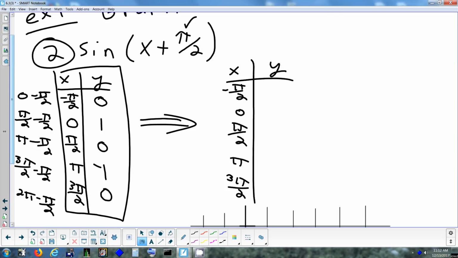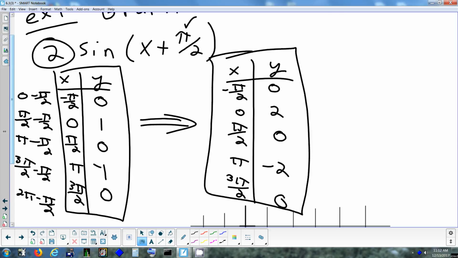What's the arithmetic we need to do? Multiply. Multiply them by 2. Double them. So we get 0, 2, 0, negative 2, 0. And that's the final table.